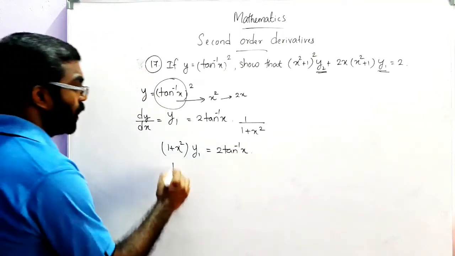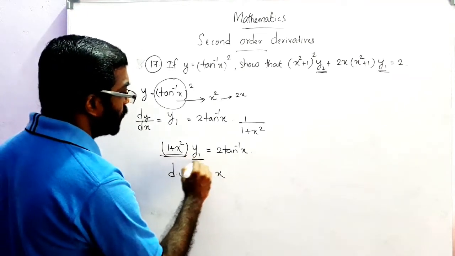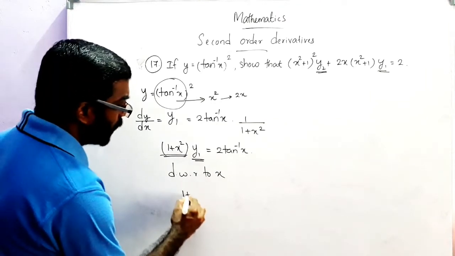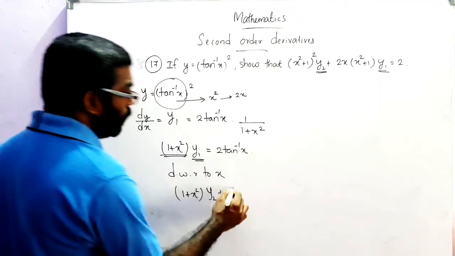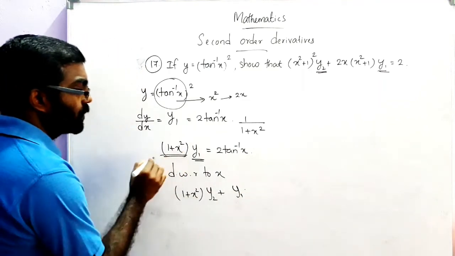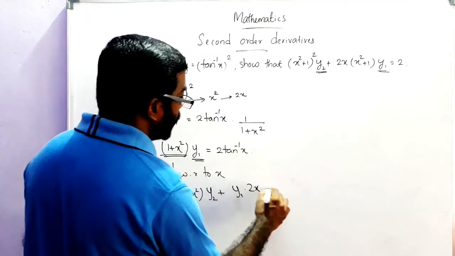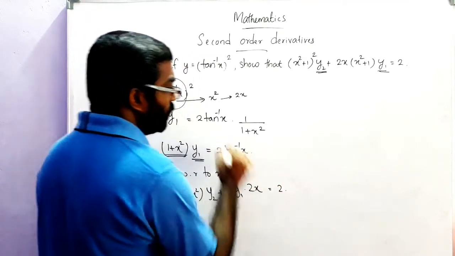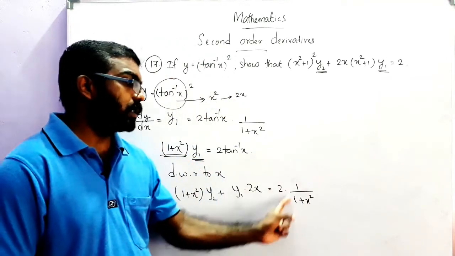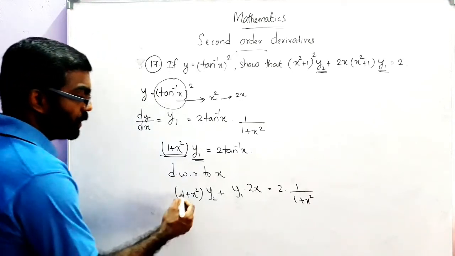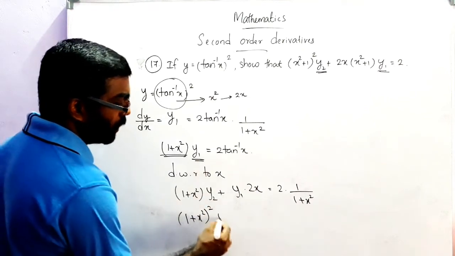Clear? Now we can differentiate again with respect to x. Here product rule, 1 plus x square first function, y1 second function. So 1 plus x square into the derivative of y1 is y2, then plus y1 into the derivative of 1 plus x square. The derivative of 1 is 0, the derivative of x square is 2x. So 2x, which is equal to 2 into the derivative of tan inverse x, 1 by 1 plus x square. Here also we can cross multiply this 1 plus x square. So 1 plus x square into 1 plus x square, it is 1 plus x square the whole square into y2.